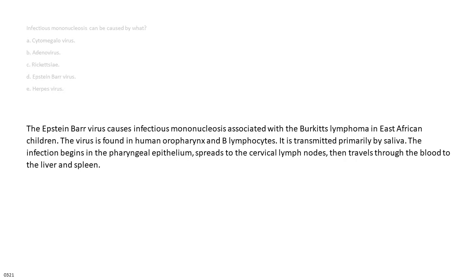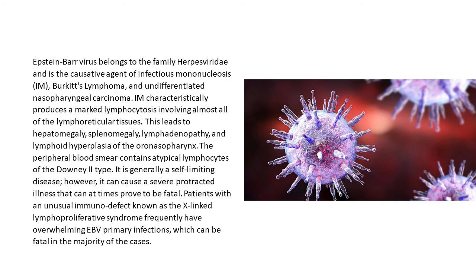The Epstein-Barr virus causes infectious mononucleosis and is associated with Burkitt's lymphoma in East African children. The virus is found in the human oropharynx and B lymphocytes. It is transmitted primarily by saliva. The infection begins in the pharyngeal epithelium, spreads to the cervical lymph nodes, then travels through the blood to the liver and spleen.